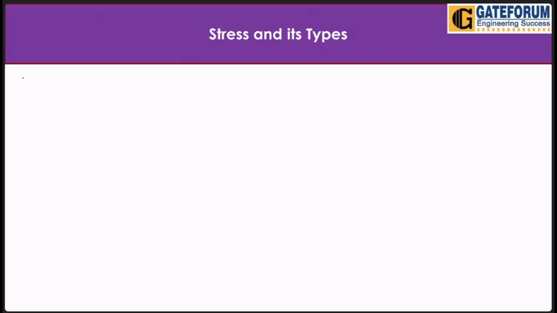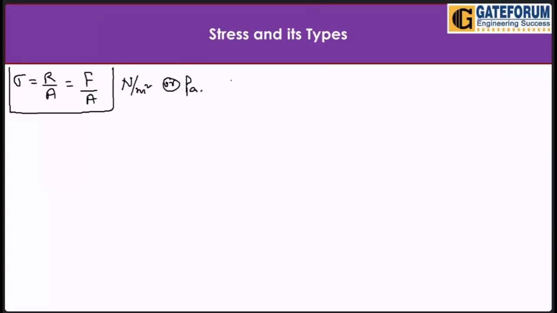So what is stress? Stress is nothing but a resisting force per unit area, which is equal to the applied force per unit area. And what about the unit? The unit will be either Newton per meter square, or you can say Pascal. Now, why not cross section area? If somebody says stress is a resisting force per unit cross section area, then this is wrong. Why is this wrong?